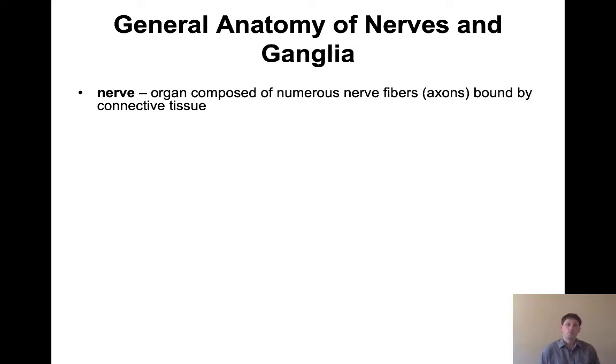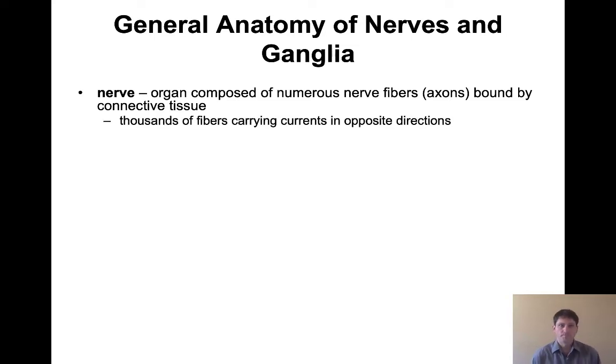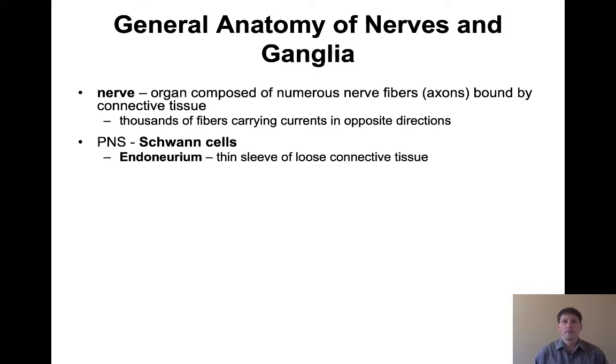So we have more than one tissue type here. A nerve is in fact an organ. There's lots of fibers, thousands of fibers going in opposite directions. In our peripheral nervous system, those axons are surrounded by Schwann cells, while in the central nervous system, they're surrounded by the oligodendrocytes.